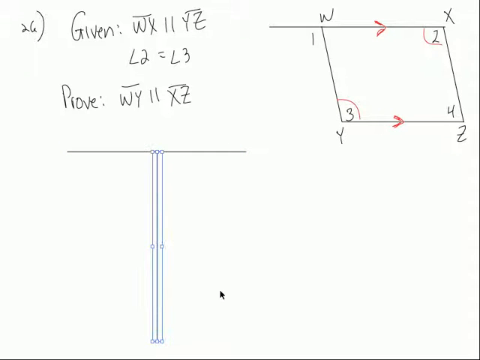And just for the sake of time, I'm not going to put statements and reasons. Let's just put S and R. You should write statements and reasons, but just for the sake of time, we're doing this. Okay, so here we go. Let's see what we know. We know 2 is equal to 3.